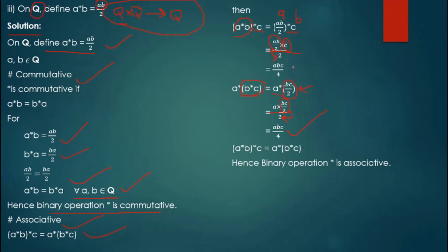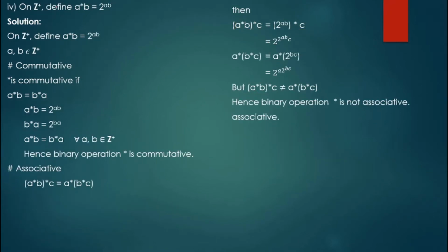So here both are equal. A star B star C is equal to A star B star C, keeping in mind the brackets. Hence the binary operation star is associative. Move on to the next question on Z plus. Z plus is the set of non-negative integers, beginning from 0, 1, 2 and so on.